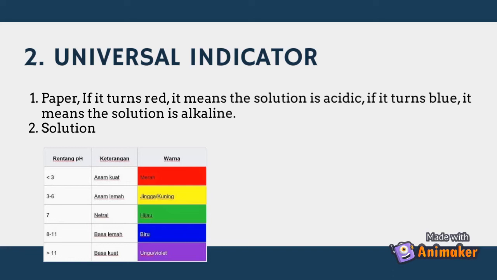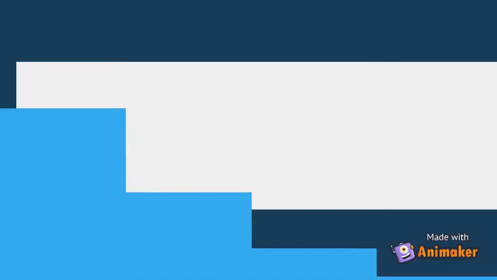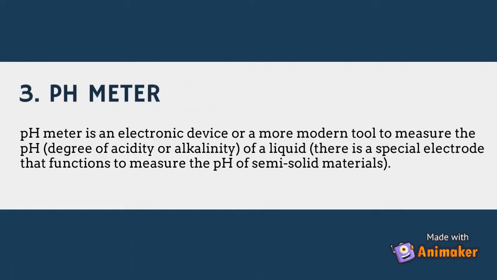The last one is the pH meter. Different from neutral indicators and universal indicators, a pH meter is an electronic device, a more modern tool to measure the pH, or degree of acidity or alkalinity, of a liquid. There is a special electrode that functions to measure the pH of semi-solid materials.